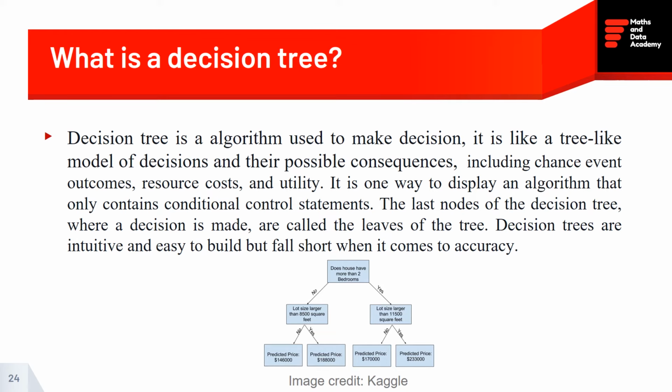Decision tree is an algorithm used to make decisions. It is like a tree-like model of decisions and their possible consequences, including chance event outcomes, resource costs, and utility. It is one way to display an algorithm that only contains conditional control statements. The last nodes of the decision tree, where a decision is made, are called the leaves of the tree. Decision trees are intuitive and easy to build but fall short when it comes to accuracy.